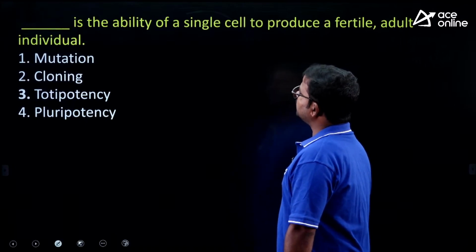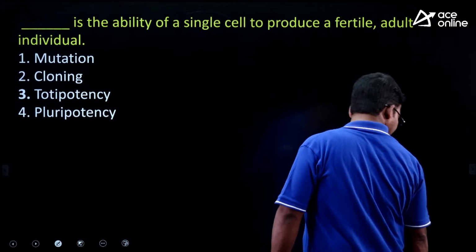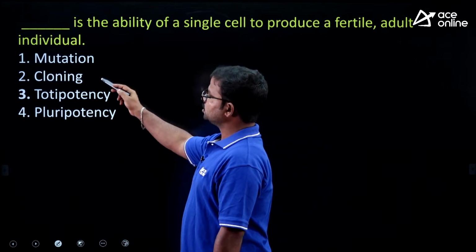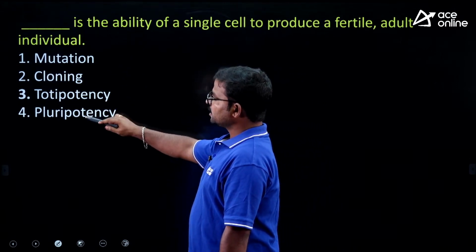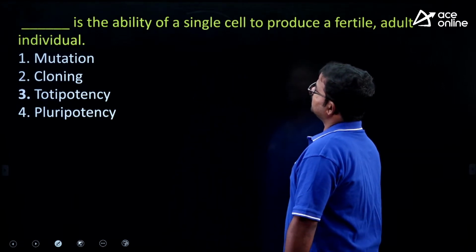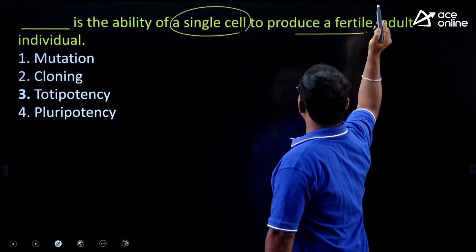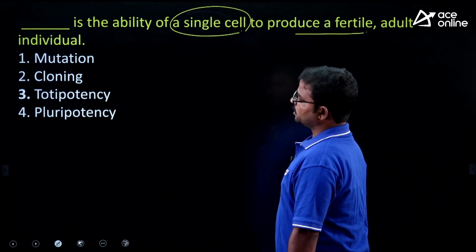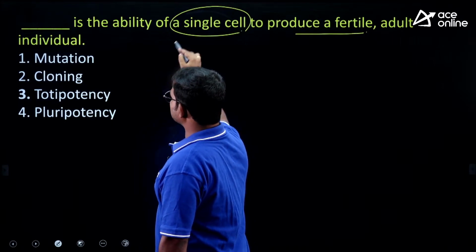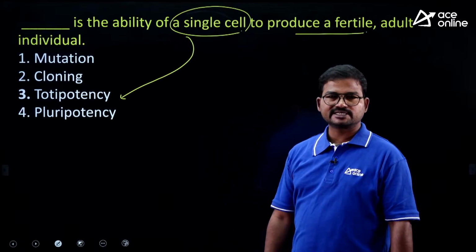Next one: dash is the ability of a single cell to produce a fertile adult individual. Here they mention mutation, cloning, totipotency, and pluripotency. So this type of single cell related terminology concerns totipotency. Let's consider one example, then you will get clarity here.